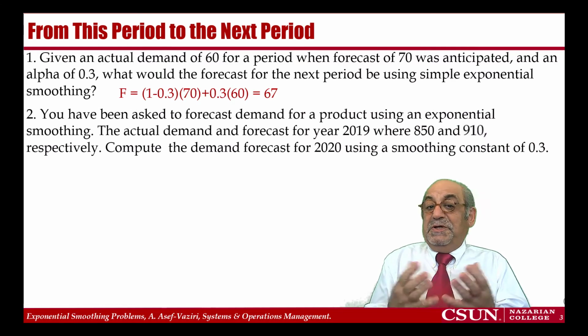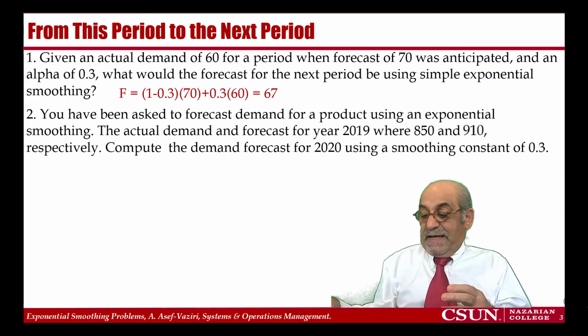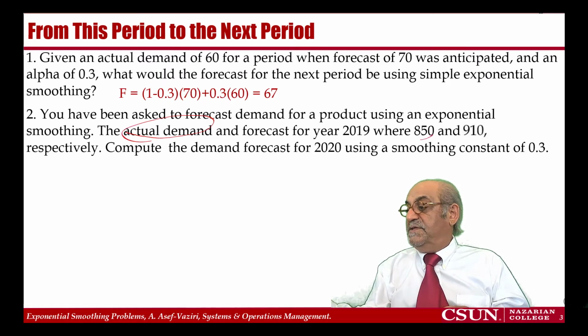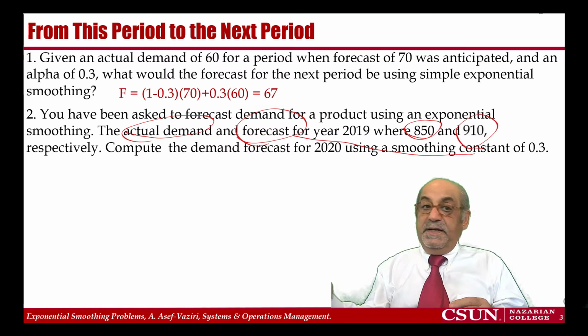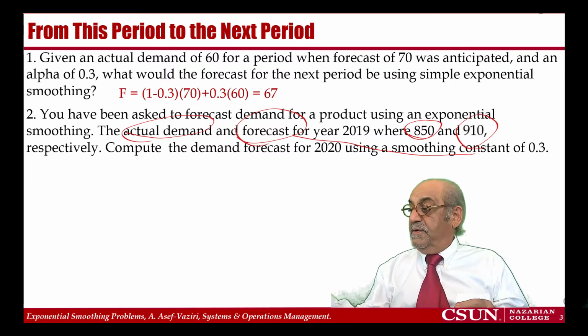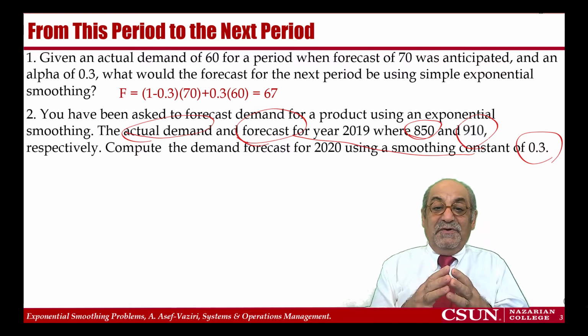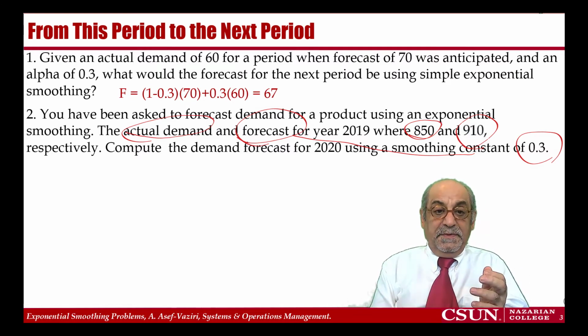Here we are in 2019. We have the actual, which is 850, and we have forecast, which is 910, and our alpha is still 0.3, and we want to forecast for 2020.